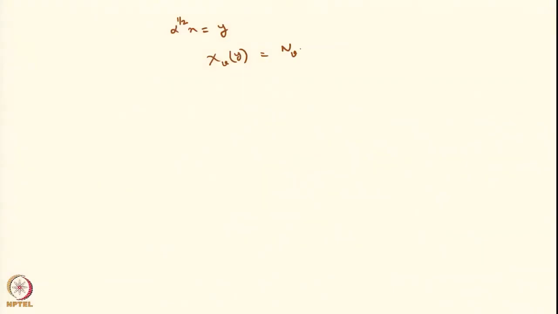Chi of y is equal to N_v exponential of minus y squared by 2, H_v of y. So it is just trying to become easier to represent or write. And I told you this is nothing but your normalization constant.